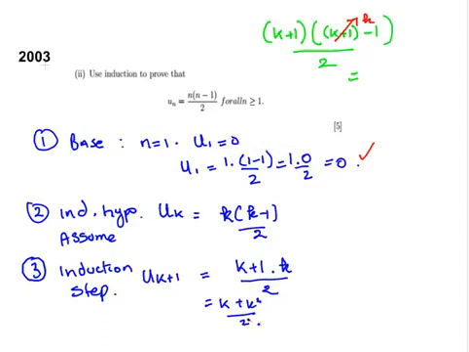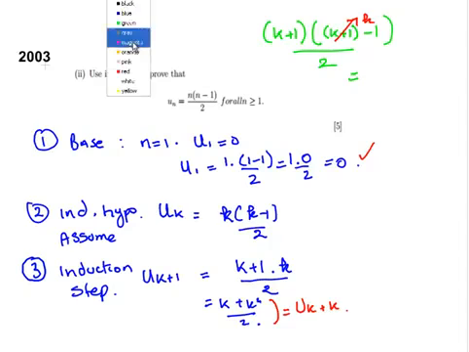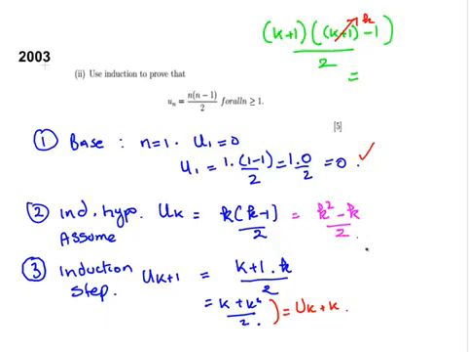Now, what we have to do here is show that this is consistent with what we have elsewhere. So what we're going to do is go back a step. Our argument here is that this is going to be equal to u of k plus k. So we have to demonstrate that. Let's go back to this one here, and this is equal to k squared minus k all over 2.